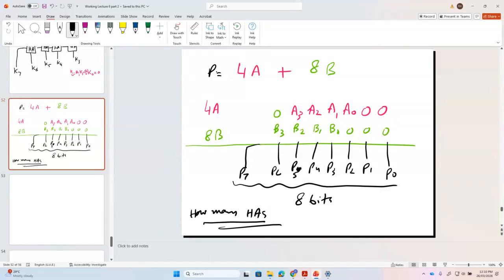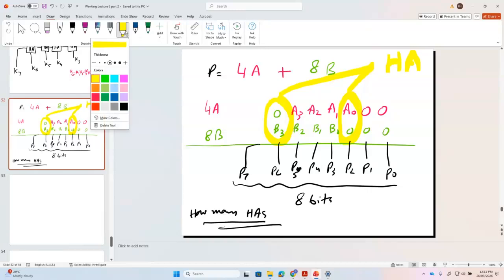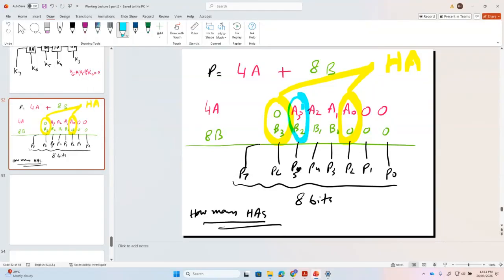Okay, now can you see here? We need 2 half adders, so now we need this and this. So are these full adders or half adders? Half adders. And how many full adders do we need? 3. 1, 2, and 3. We need this full adder.